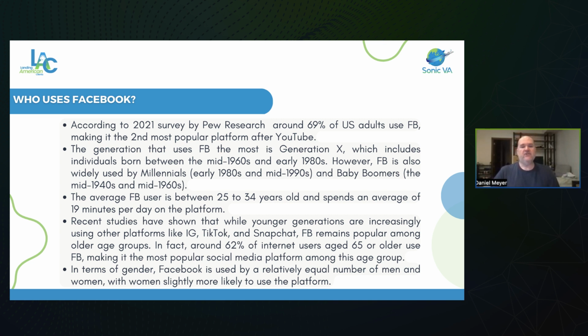The average Facebook user is between 25 and 34 and spends an average of 19 minutes per day on the platform. So the average user is younger, but the ones that we care about the most are the older ones. Recent studies have shown that while younger generations are increasingly using other platforms like Instagram, TikTok, and Snapchat, Facebook remains popular among older age groups. In fact, about 60% of internet users aged 65 or older use Facebook, making it the most popular platform among this age group.